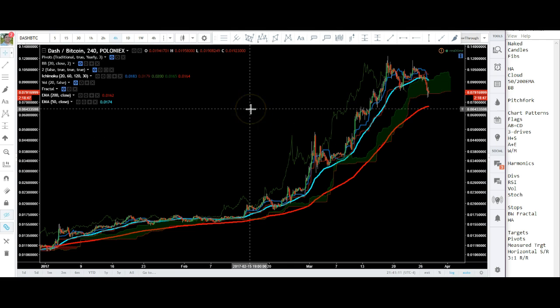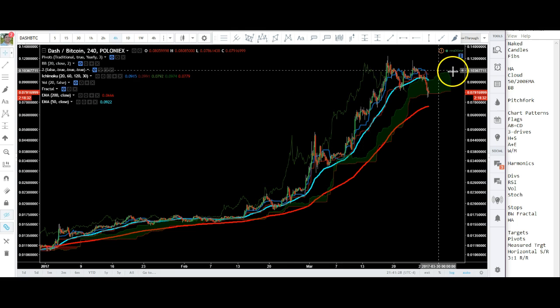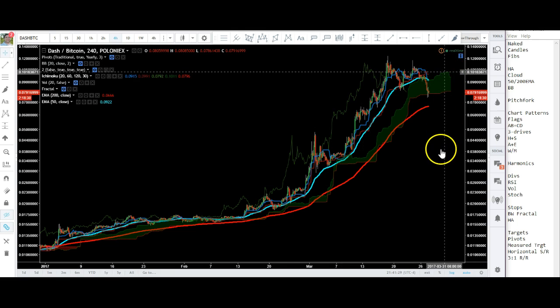So Dash doesn't look like anything I want to be in right now. It certainly looks interim bottomy, but I would rather wait. Again, Dash is at all-time high levels, so I'm not going to hope that it just bounces here and keeps going. I'm going to wait till it gives better signals for the long. So still no position.